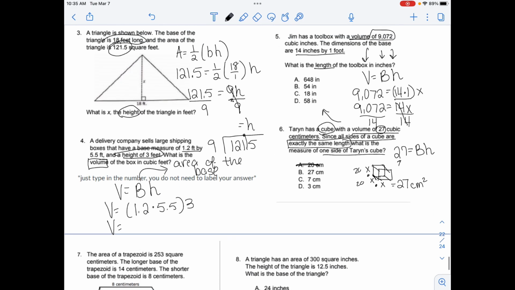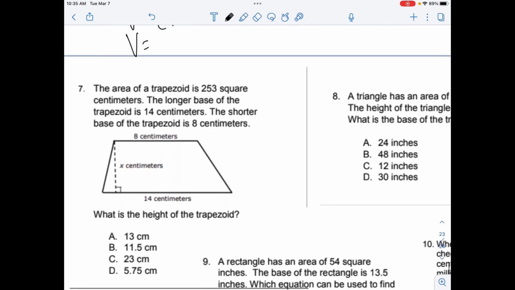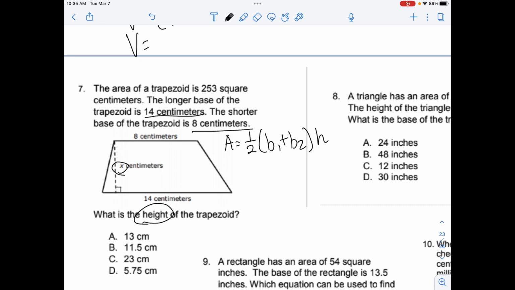I'm going to set one more up for you. So number 7, the area of the trapezoid is 253 square centimeters. The longer base of the trapezoid is 14 centimeters. The shorter base of the trapezoid is 8 centimeters. What is the height? So we're looking for the height. Again, my formula is A equals 1/2 base 1 plus base 2 times my height. Now I'm going to plug in for my variables. I have 253 square centimeters, which is the area.